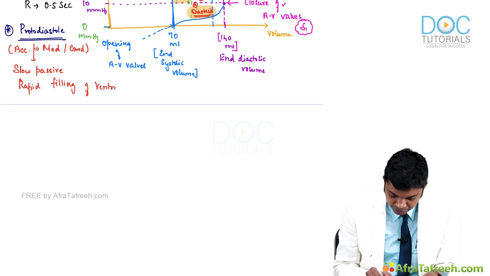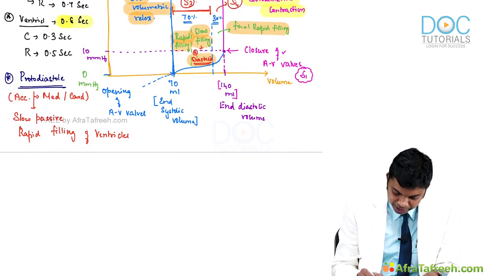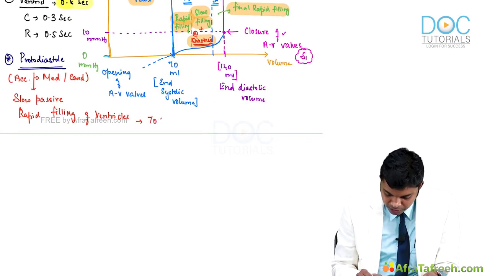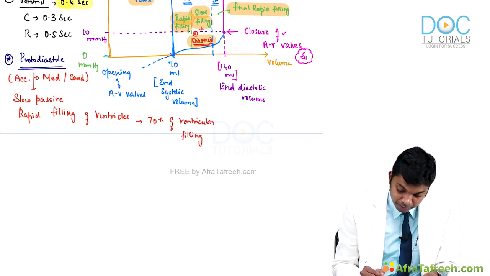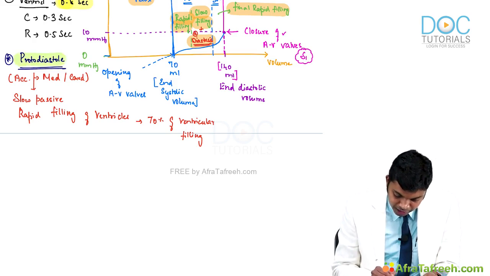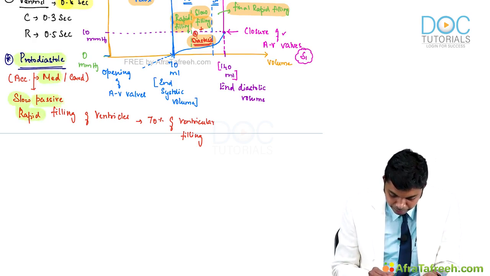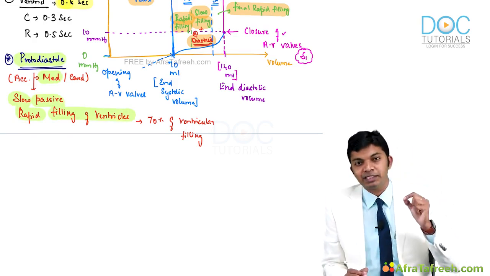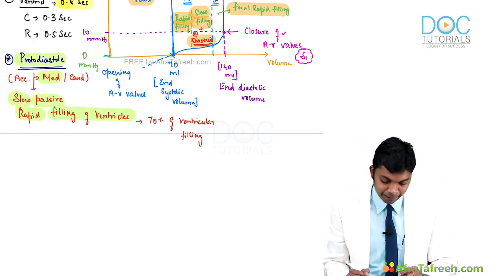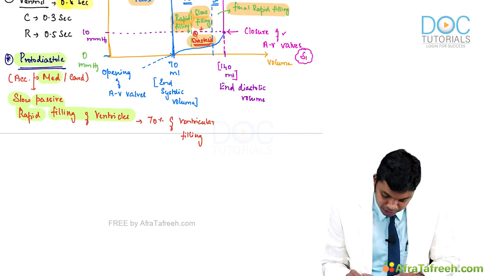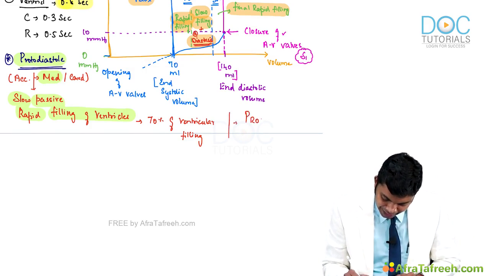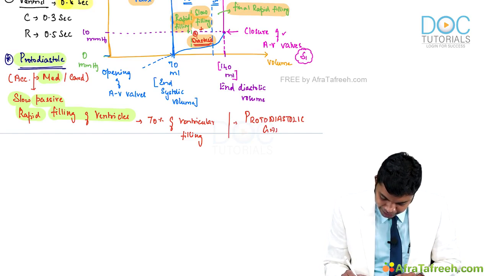Slow and rapid passive filling of the ventricle, which means this 70% of ventricular filling, where S3 occurs. Remember, protodiastole according to medicine is nothing but slow and rapid passive filling of the ventricle. So the murmur that happens at this phase particularly is called S3 gallop or protodiastolic gallop. Protodiastolic gallop, which can also be called S3 gallop.